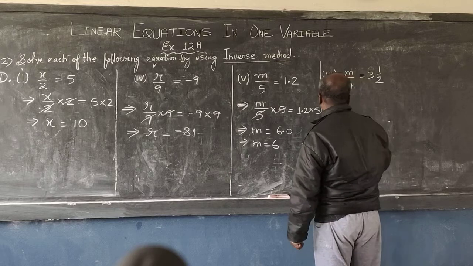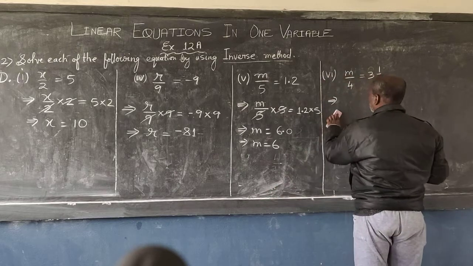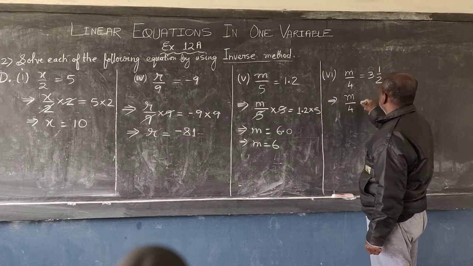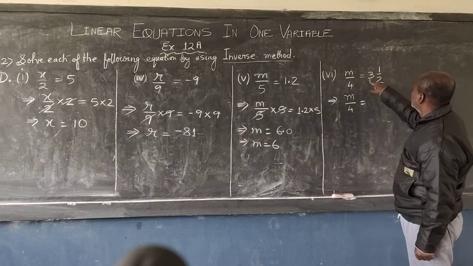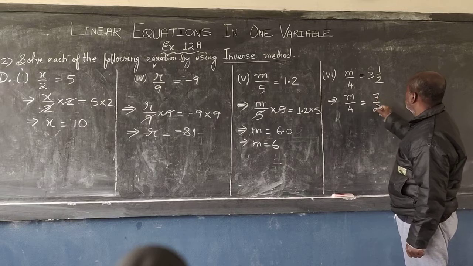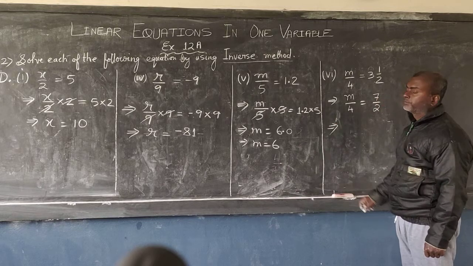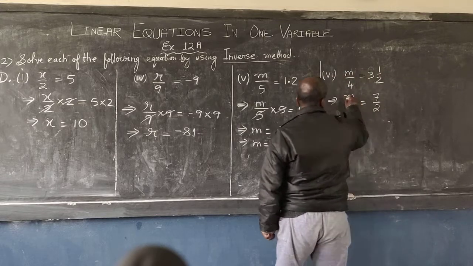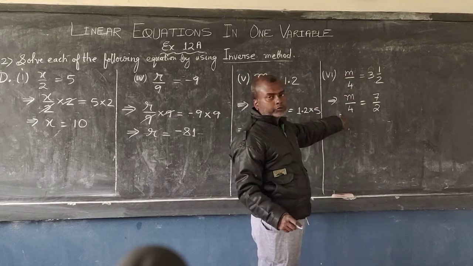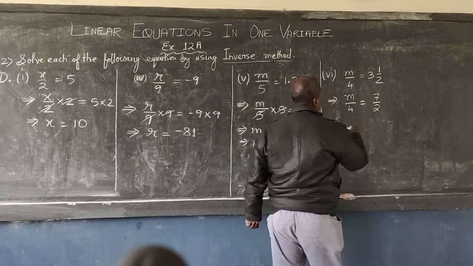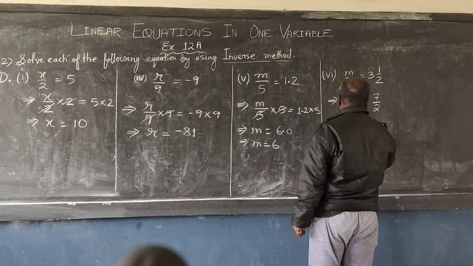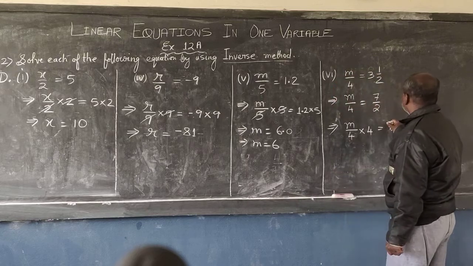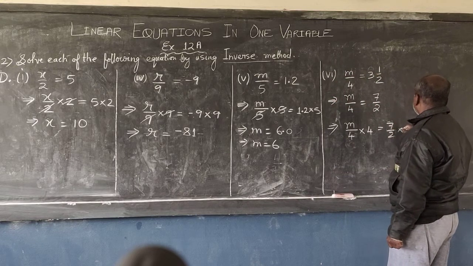Now this sixth number. First, let us convert this expression: 2 threes are 6, plus 1, 7 by 2. Alright. So, m is the variable. Divided by 4 is there with m. So, how do we remove divided by 4? We give a multiplied by 4. Okay. So, this side also multiplied by 4.